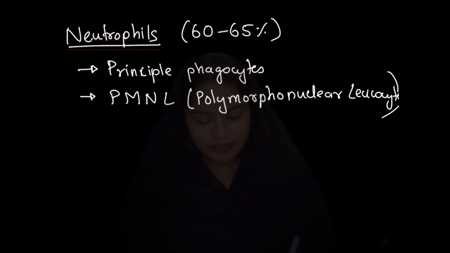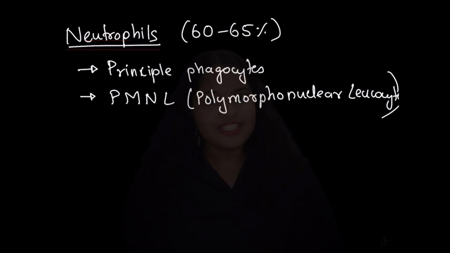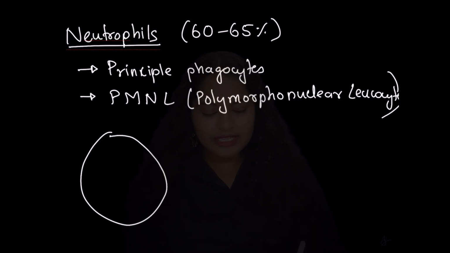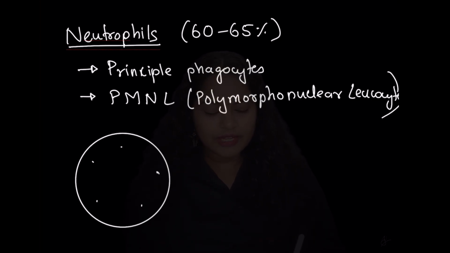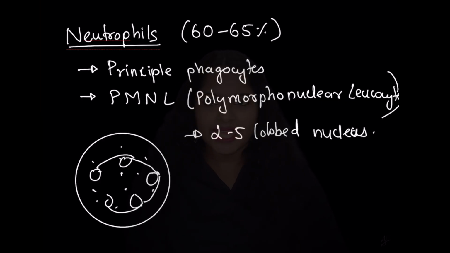Now let us see the structure of neutrophils. These neutrophils are principal phagocytic cells and they are granulocytes, right? So we can have a lot of granules in that cell. And these neutrophils have a 2 to 5 lobed nucleus like this. Since they have different morphology of nucleus, they are called polymorphonuclear leukocytes, PMNL.